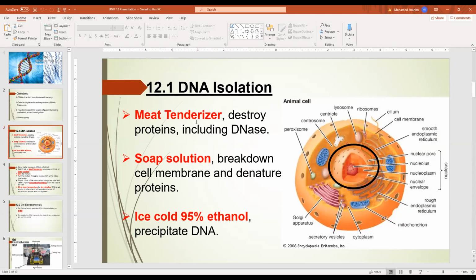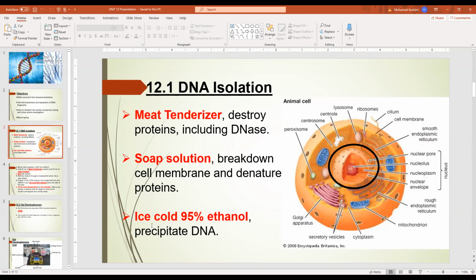So meat tenderizer is like a protease, meaning an enzyme that destroys proteins, including enzymes that attack the DNA, like DNases. You need to get rid of those, otherwise they will attack the DNA and you will degrade it. You need to add another reagent, a detergent, like soap, because it interferes with the plasma membrane and nuclear envelope, so it will facilitate the release of the DNA.